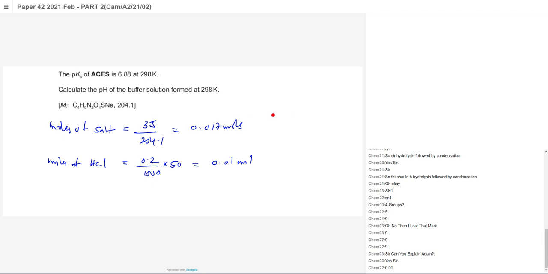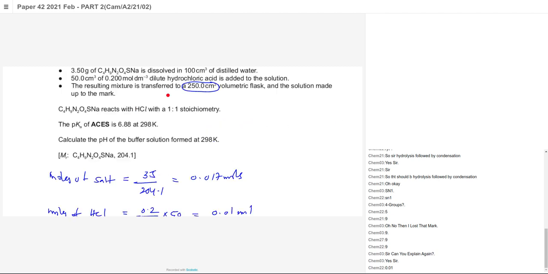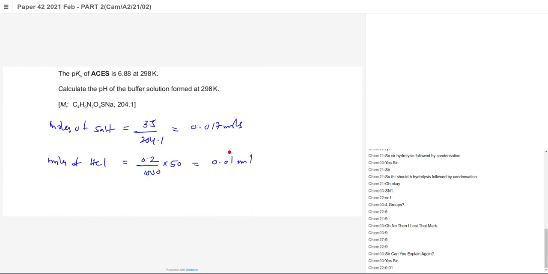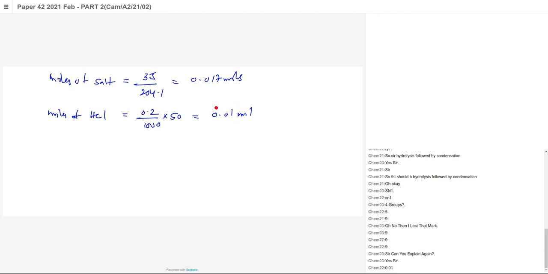It says the ratio between the salt and the acid in the reaction is 1:1. Then this amount of acid reacting with the same amount of salt, you can get the remaining salt. Remaining salt: 0.017 minus 0.01. Remaining salt will be 0.007 moles. And therefore, moles of weak acid is 0.01. How do you know that?